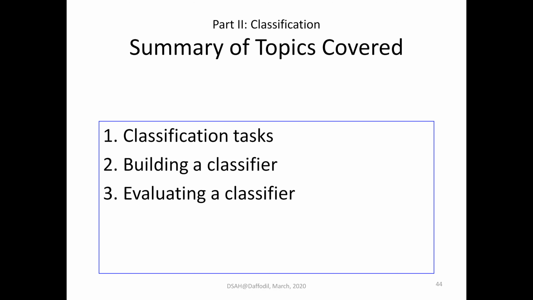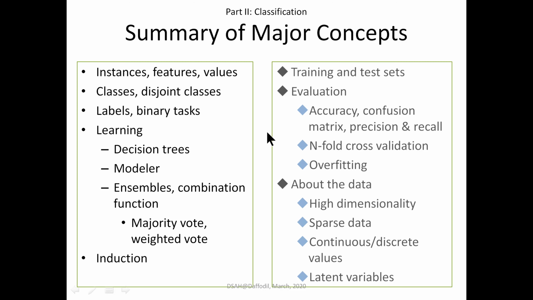So what is the summary finally? We talked about classification tasks, how to build a classifier, and how we evaluate a classifier. I hope you guys are putting your best effort into looking at this. The summary of the major concepts we talked about today: instance, feature values, classes, disjoint classes, label, binary task. We talked about learning, decision tree, model, ensemble method. We talked about induction. We talked about training and test set. We talked about evaluation, class accuracy, confusion matrix, precision and recall, n-fold cross-validation, overfitting.